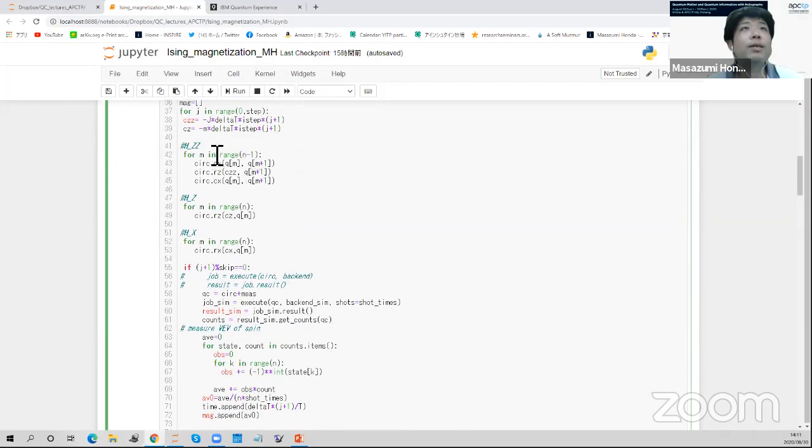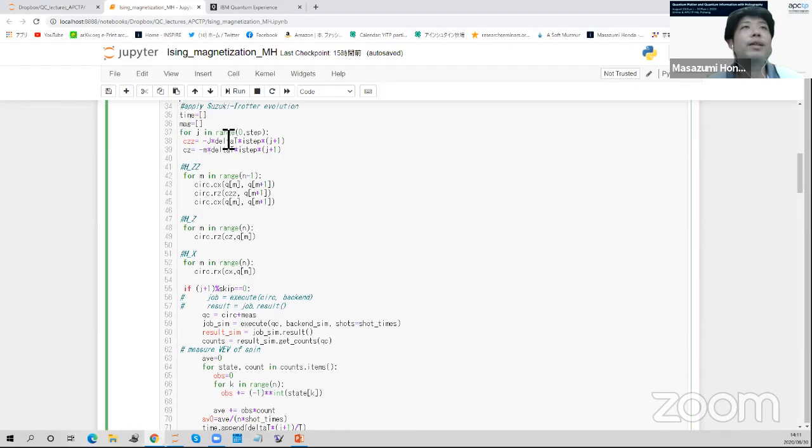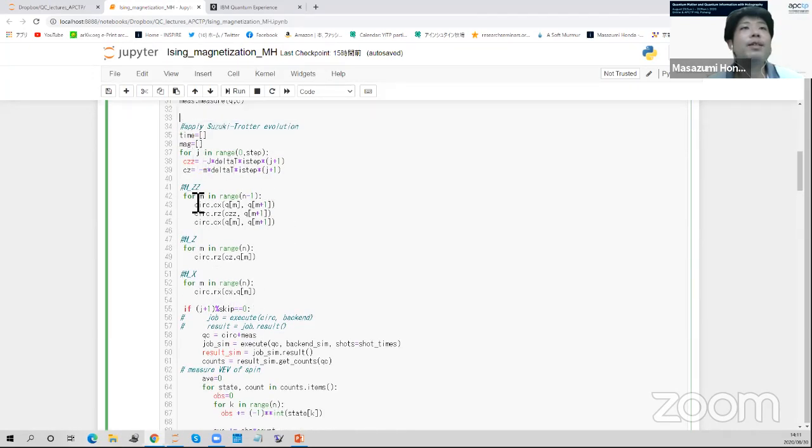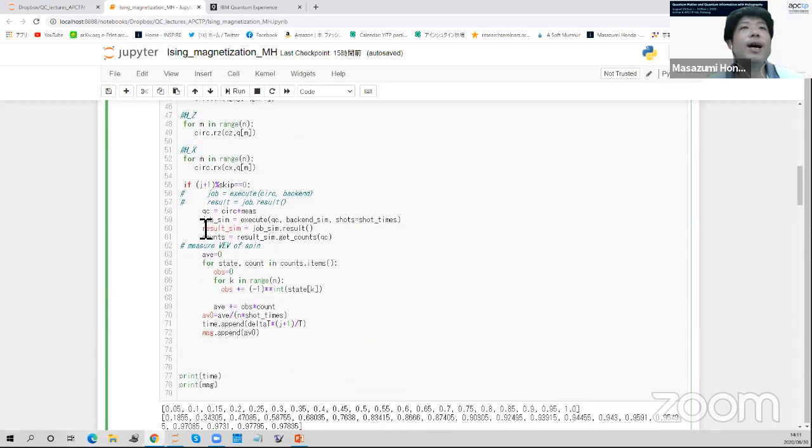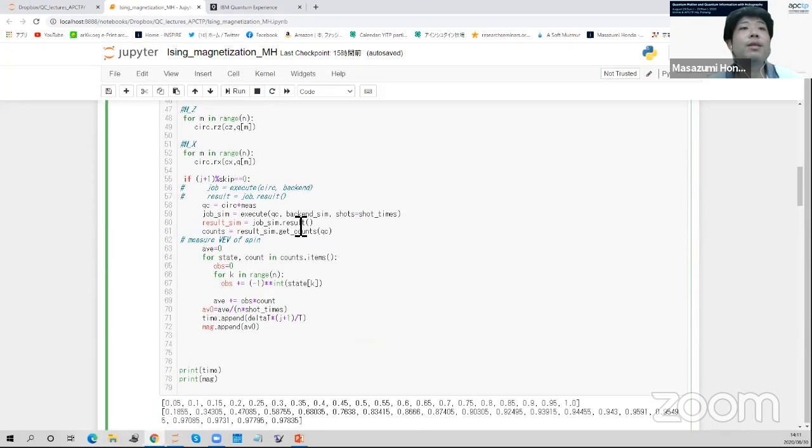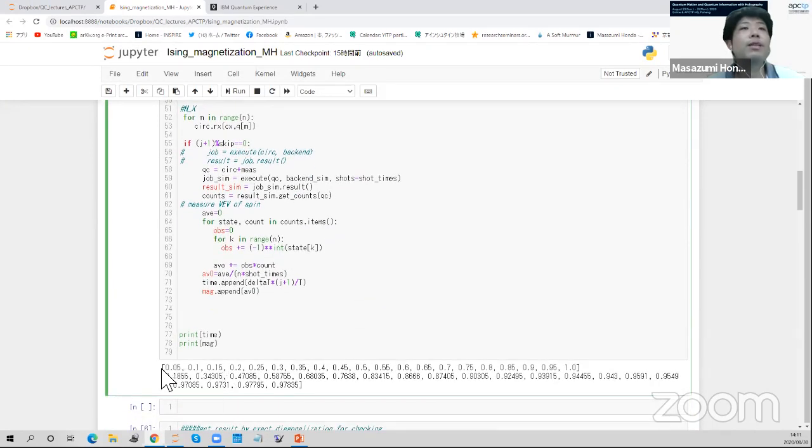Then by using some for loop, I'm putting the time evolution operator of adiabatic state preparation. And finally, I'm measuring the approximate vacuum. Then we can get a set of times, adiabatic time, and a set of magnetization, a list of magnetization. So this is the atmosphere of a bit more serious code of quantum computation.